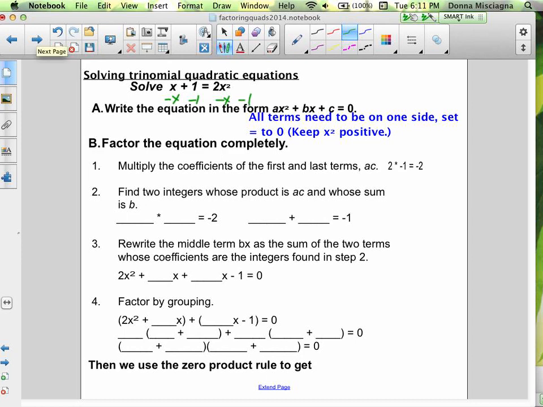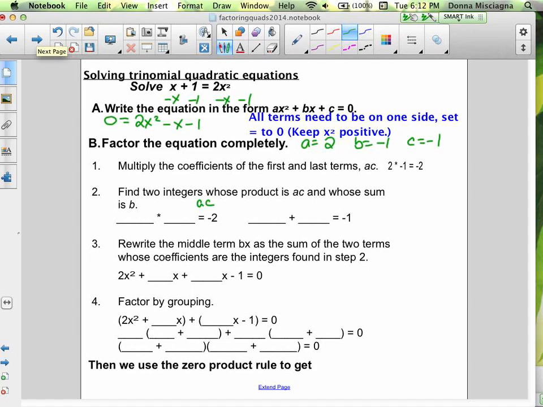Right, so now we're going to have 0 on the left side and 2x squared minus x minus 1 on the right. And so our a is equal to 2, our b is negative 1, and our c is negative 1. So I'm going to multiply the coefficients of the first and last terms, the a and the c. 2 times negative 1 is negative 2.